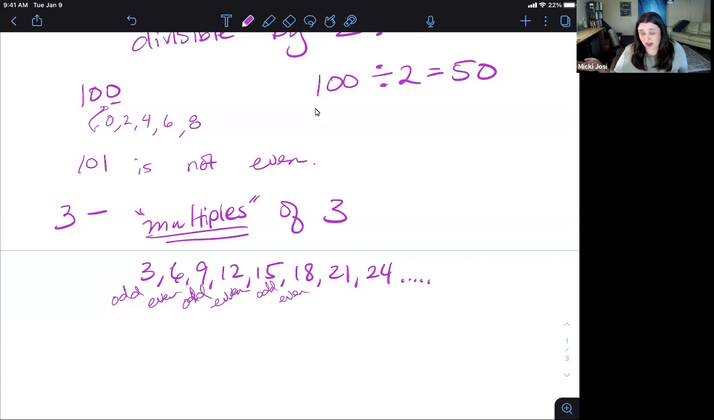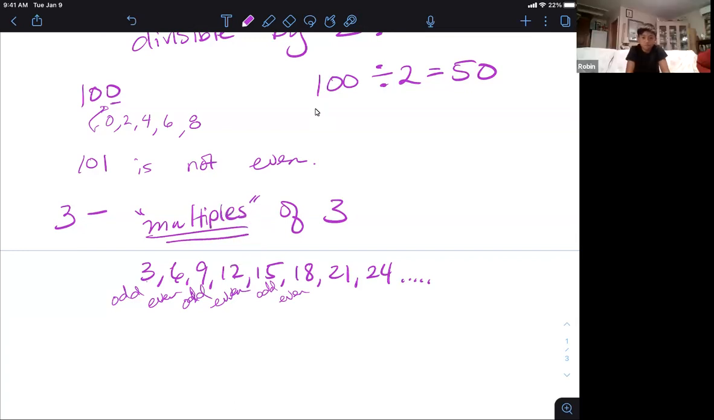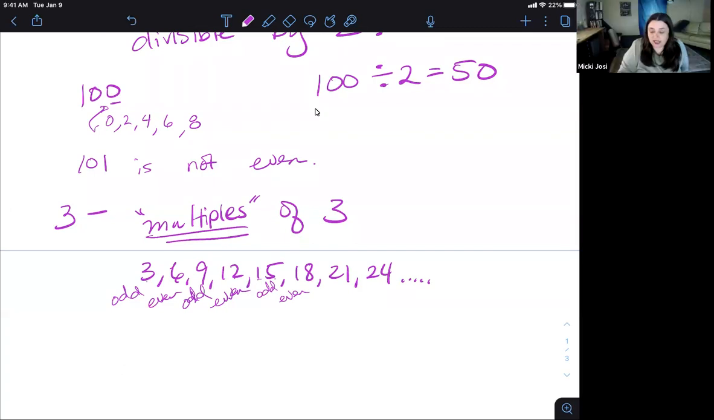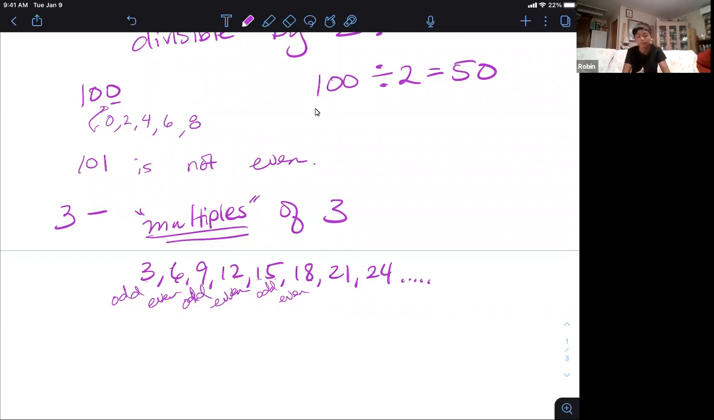So how can I come up with a rule so that if I have a really big number and I wanted to do division, I would know if 3 goes into it? Well, it turns out that the multiples of 3 have a really special feature. If you add the digits, what's 1 plus 2? 3. And what's 1 plus 5? 6. What's 1 plus 8? 9. Yes.